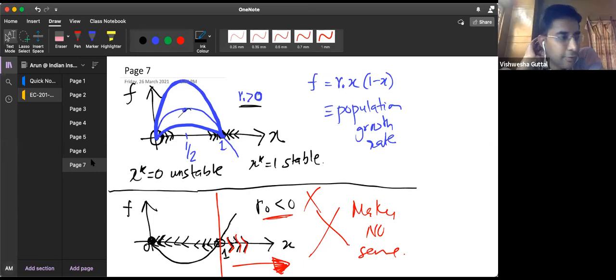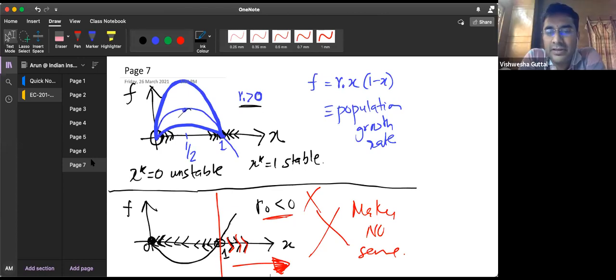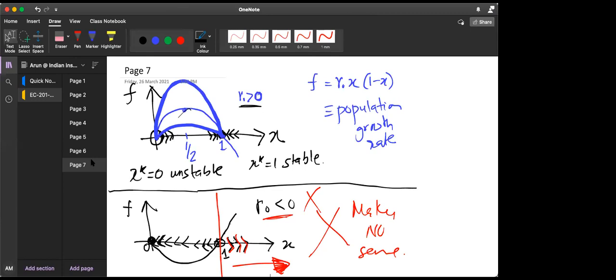Yeah, so that relates to last week's lab assignment also. I would choose discrete when a non-overlapping generation is a reasonably good approximation. Otherwise, always stick to continuous time population models.